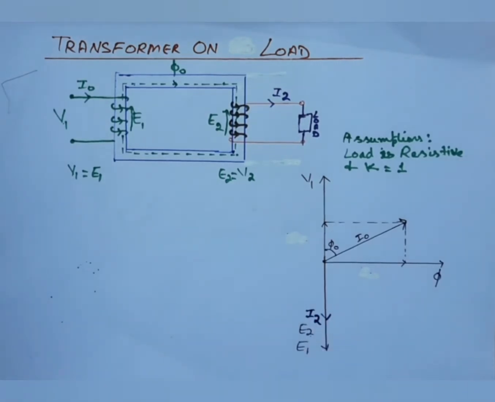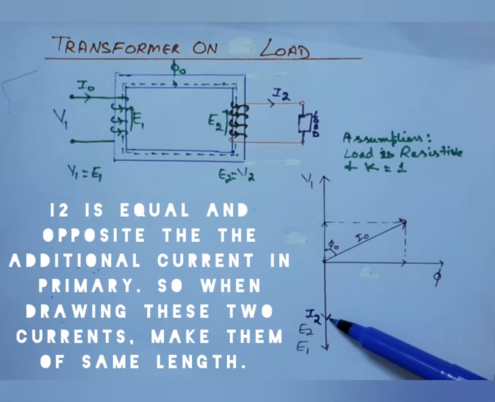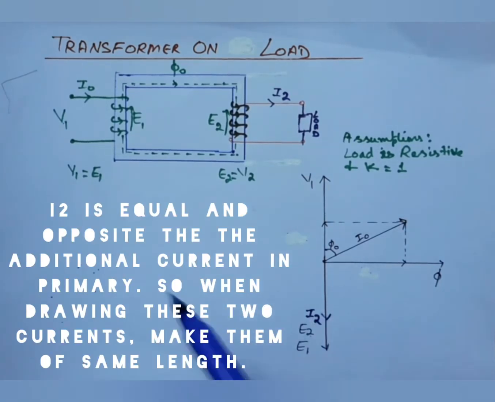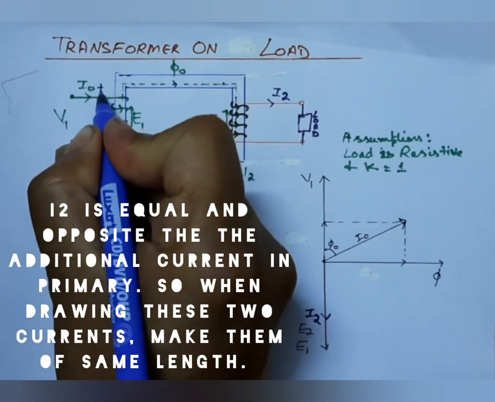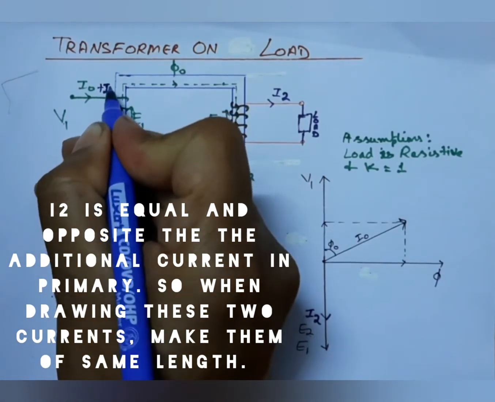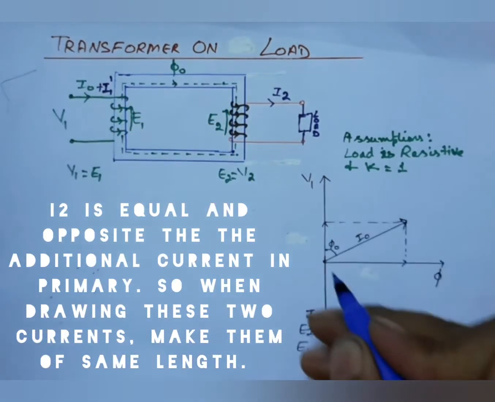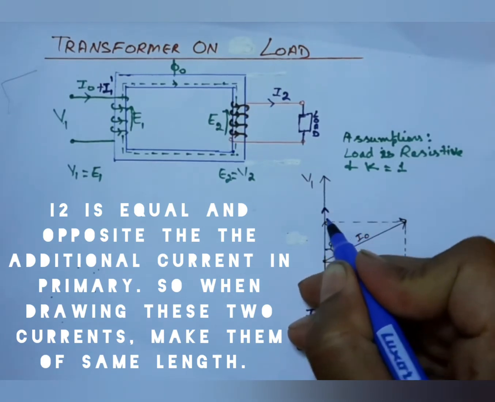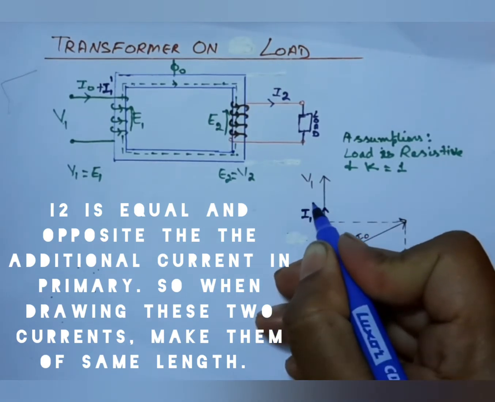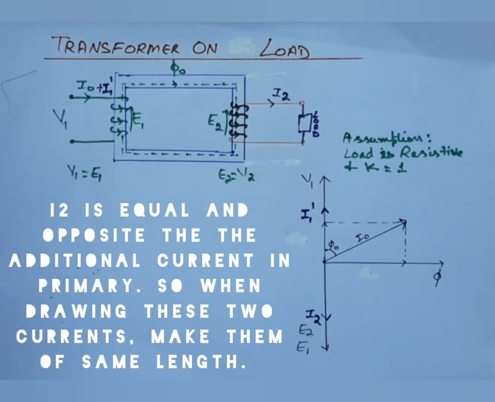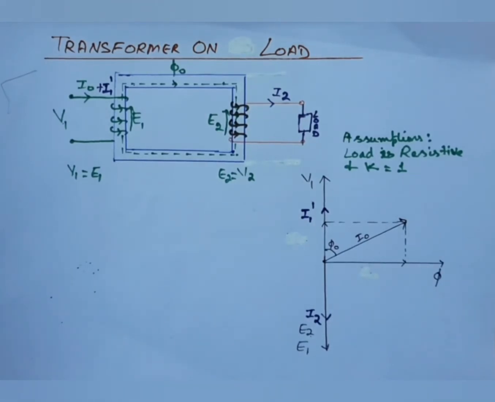So I2 will be in phase with V2. This I2 is causing additional current I1 dash in the primary. So I will make vector I1 dash in the primary. This is in phase with the voltage V1.